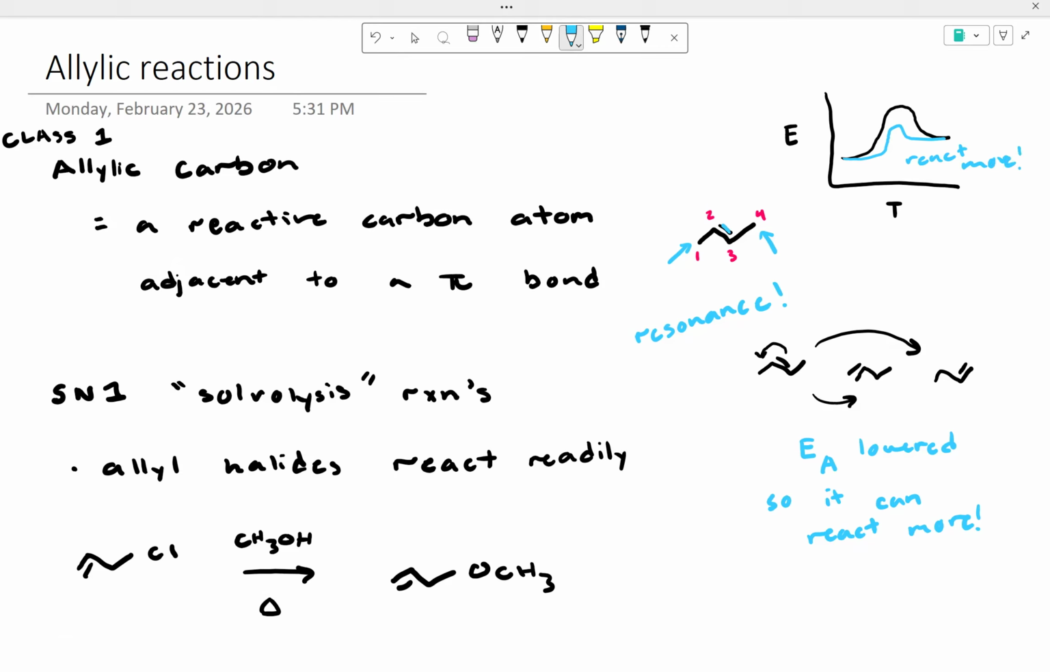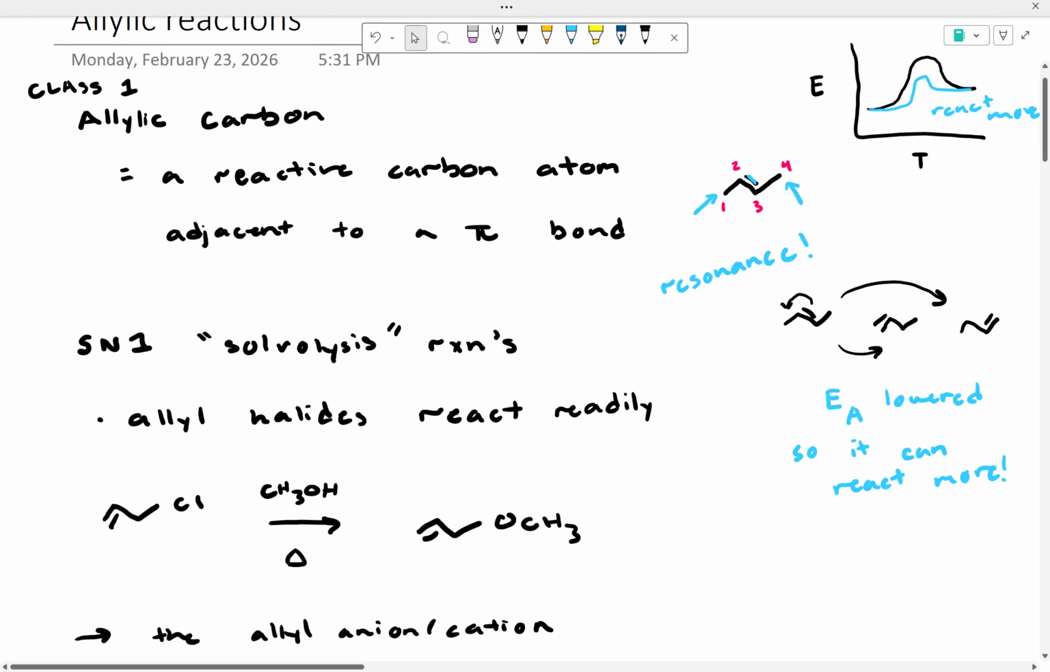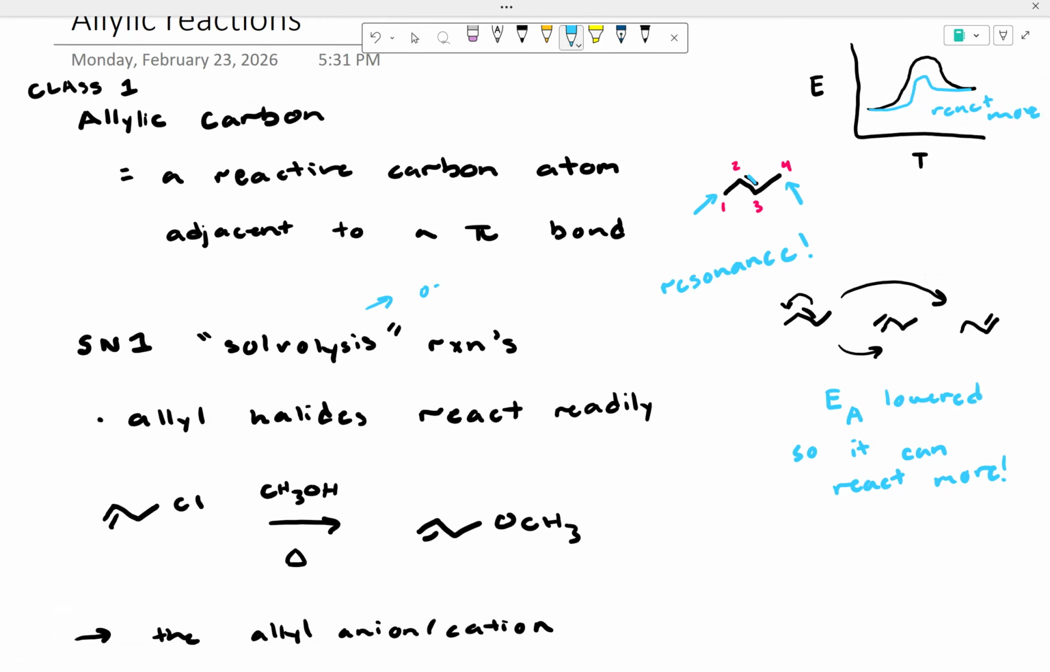So, now knowing that allylic carbons are more reactive than a regular carbon, we can look at our reactions of allylic carbons. The first one I have is SN1 solvolysis reactions, which is just when you have your allylic molecule in an ocean of solvent.